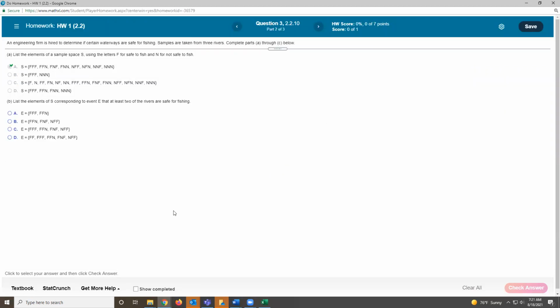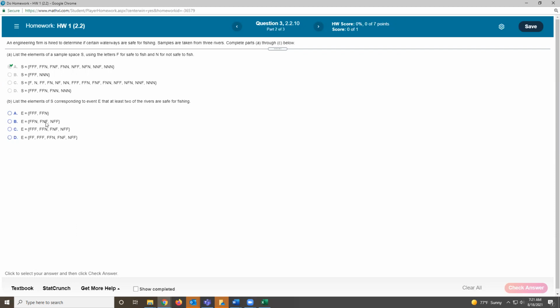List the elements of S corresponding to event E that has at least 2 of the rivers safe for fishing. So safe for fishing is F. So we should look at that choice where we have at least 2 Fs. So this one is not wrong, but it's incomplete because yes, both of these points have at least 2 Fs, but there are many more points that have at least 2 Fs. So this one is a bit better. That has 3 points, but still it doesn't contain everything.